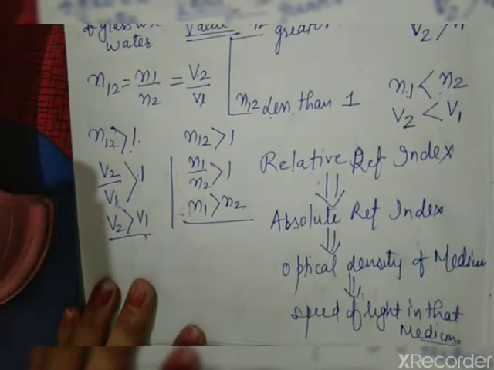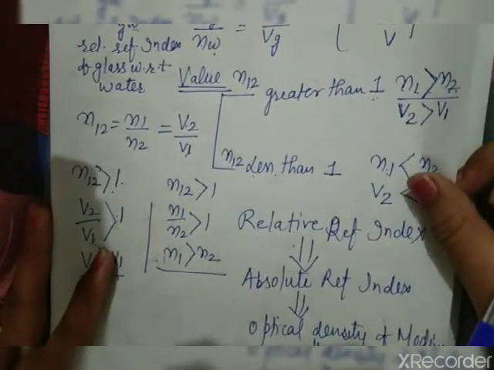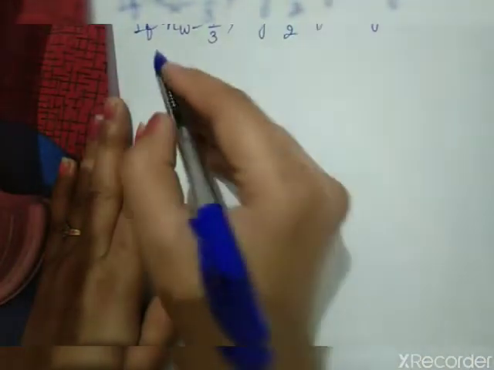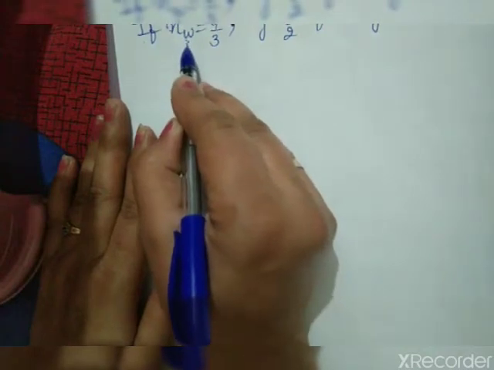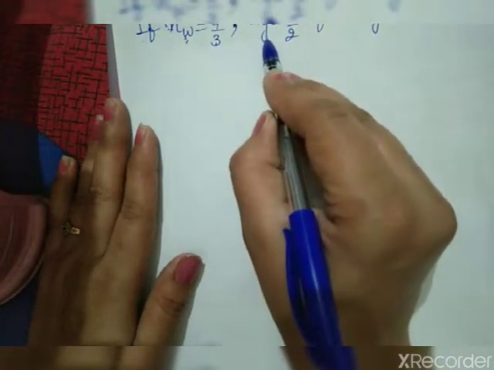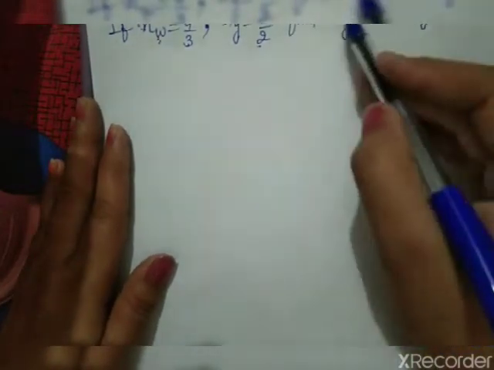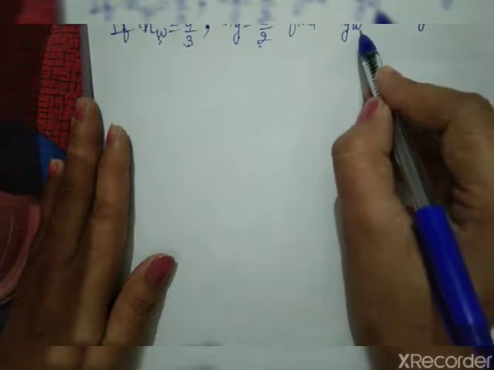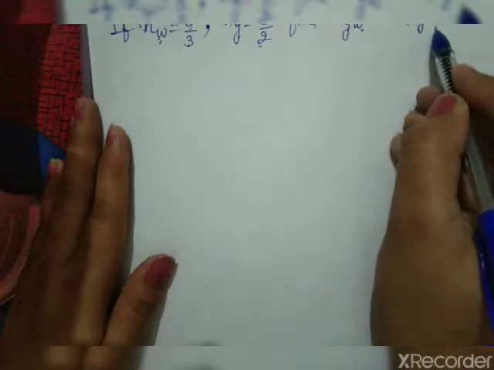So as to clear the concept related to relative refractive index, you have to go through certain numericals. If NW, refractive index of water, single term, it means absolute refractive index of water is 4/3. Absolute refractive index of glass is 3/2. Then we have to find out the value of relative refractive index of glass with respect to water and relative refractive index of water with respect to glass.